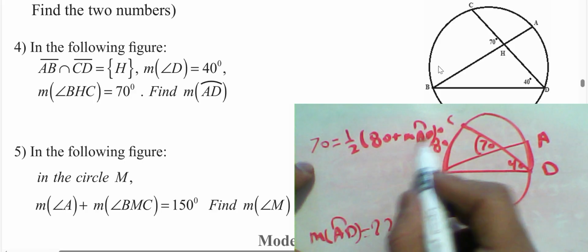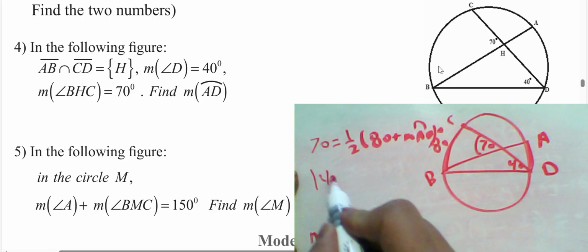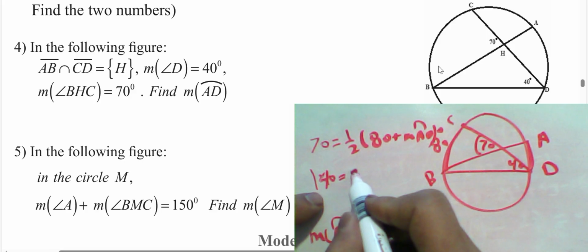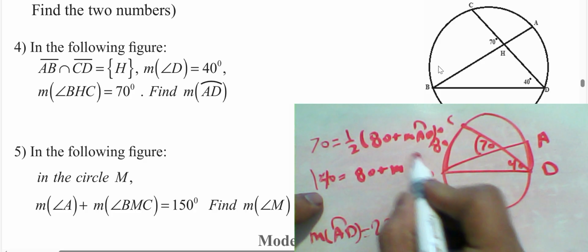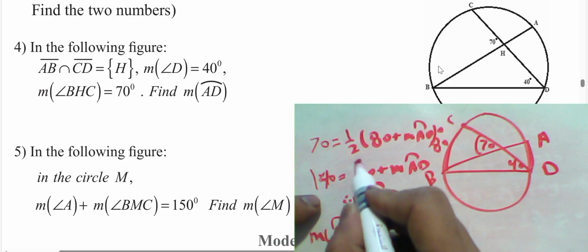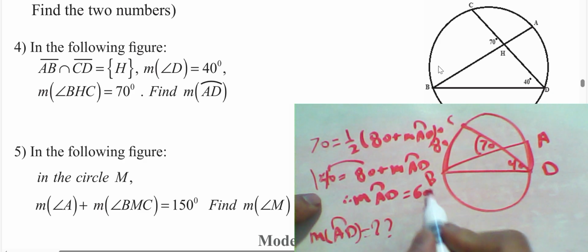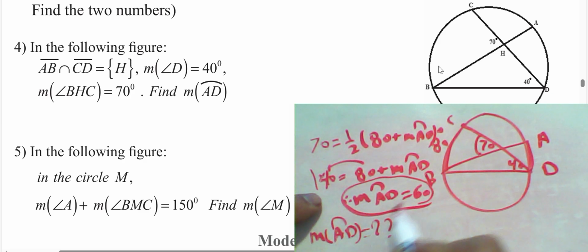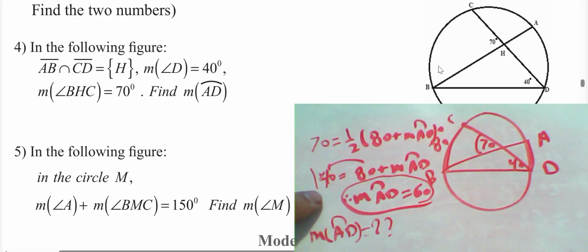Okay, we can find the measure of arc AD. 2 times 70 is 140. 140 equals 80 plus the measure of arc AD. Then the measure of arc AD equals 140 subtracted by 80, which equals 60 degrees. Understood? You can use this rule.